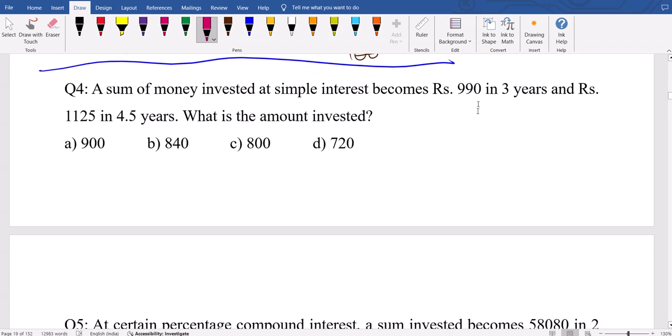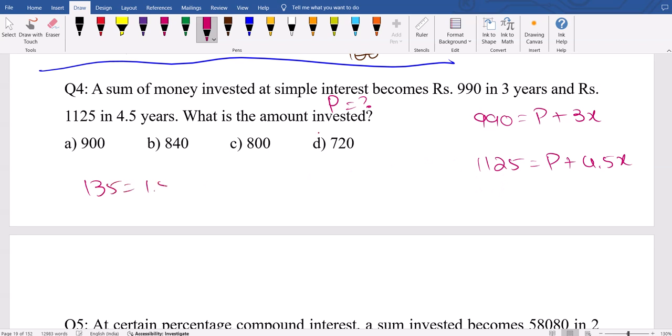Now again, same situation. 990, 1,125. What is the amount invested? Means principal is the question. Now, what is the 1.5 year? X is the principal here. 990 is nothing but principal plus 3 years interest. 1,125 is principal plus 4.5 years interest. 1.5 year interest here: 1,125 minus 990, 135, means 90 rupees. 135 is equal to 1.5x. X is nothing but equal to 90.